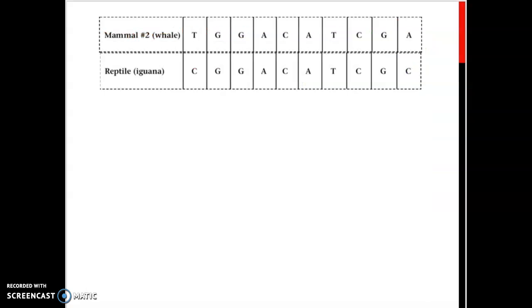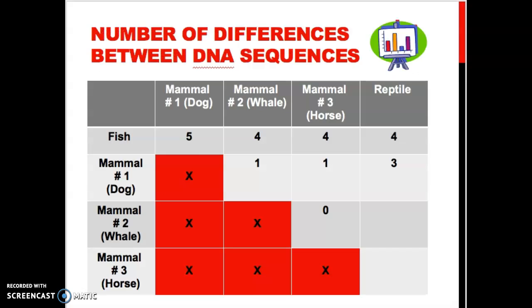Okay, let's take a look at the whale and the reptile. Here we go. How many differences do we see here? Are you saying 2? I have the first one is different right here. And then I can go all the way across until I get to the last one. The A and C is different. So on my chart, I'm going to put a 2.